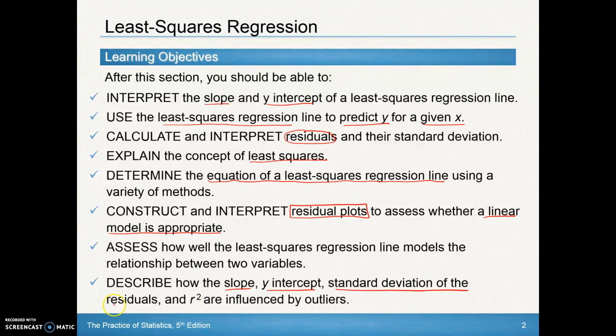And then we're going to describe how the slope and y-intercept and the standard deviation of the residuals and the r squared, which is different than our r value, are interpreted. The r value is the correlation coefficient. The r squared is something different that we'll learn, and how those are influenced by outliers. So lots of things we're going to get through. But one day at a time.